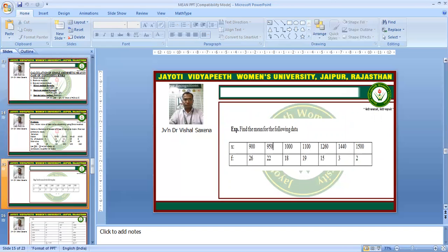Now we take one more example to find the mean. The table of x and f is given. So we have this table for the values of x and f, and this table shows that the data is ungrouped data, or a discrete series.